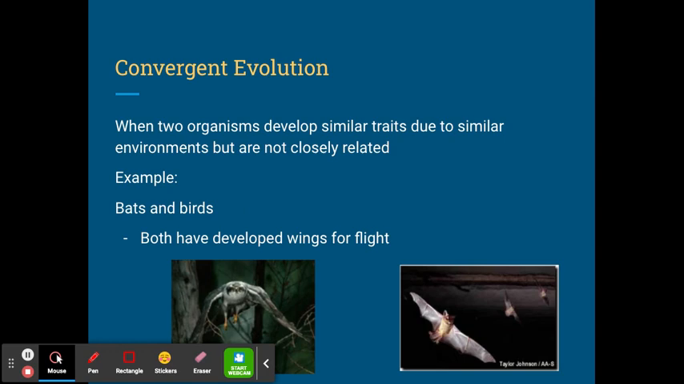And then our last example is going to be convergent evolution. This is going to be when two organisms develop similar traits due to similar environments, but they are not closely related. So this is going to be like our analogous structures. They have the same function, but it's not because of a common ancestor. So our example here is going to be bats and birds. They both have wings in order to fly, right? Their environment favors flying. This could also be anything in the ocean or in the water. They have fins and flippers in order to swim. The environment is selecting those favorable traits, but it is not because of a common ancestor.